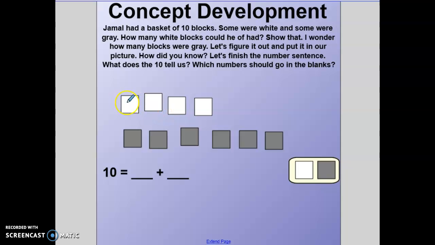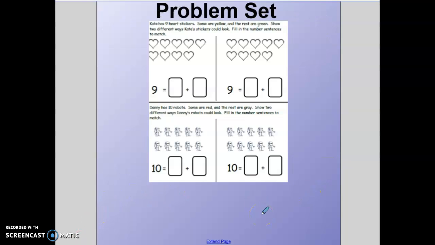So we have 10 equals 1, 2, 3, 4. My first part is 4. And how many are in my second part? 1, 2, 3, 4, 5, 6. Good job, kindergarten.